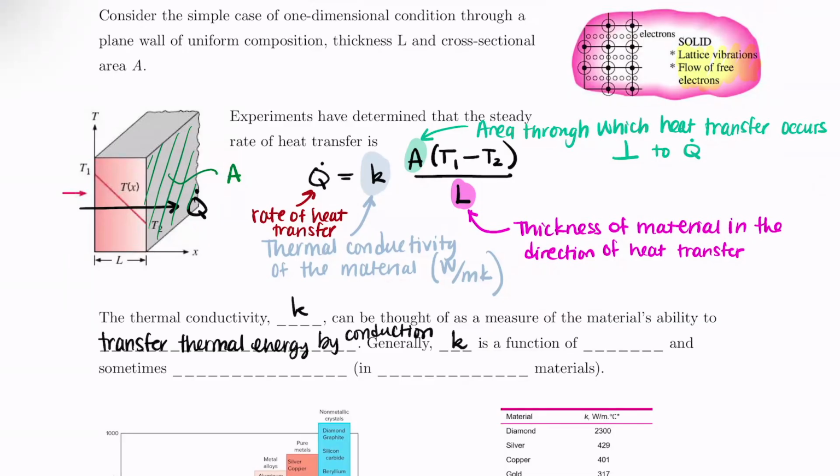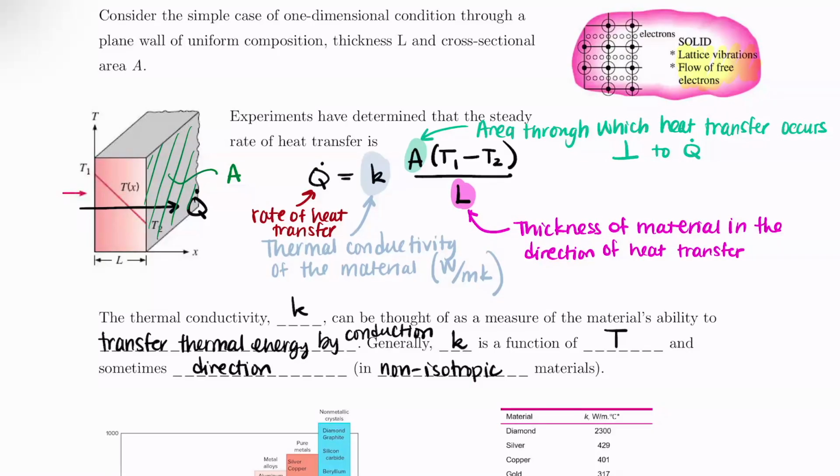Generally, K is a function of temperature and sometimes direction. By direction, I mean the orientation of the material, but this is only for non-isotropic materials. Isotropic materials just mean that the material properties are the same no matter what direction you pass through it. If you have a non-isotropic material, its orientation or the direction in which you pass through it will change the properties.